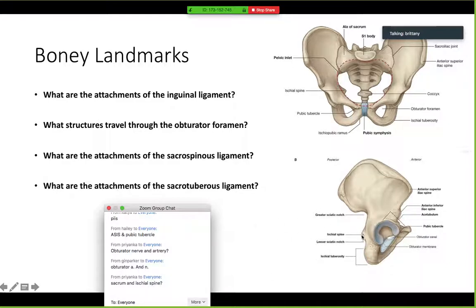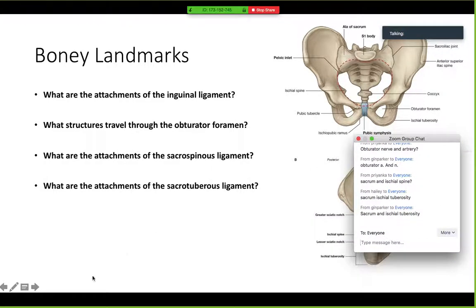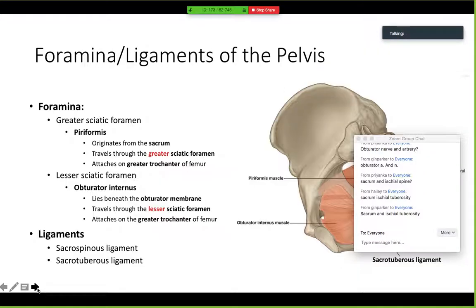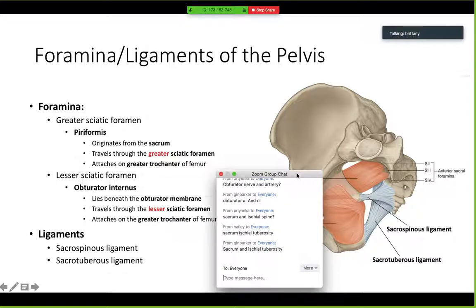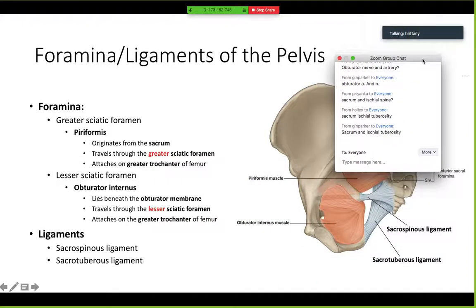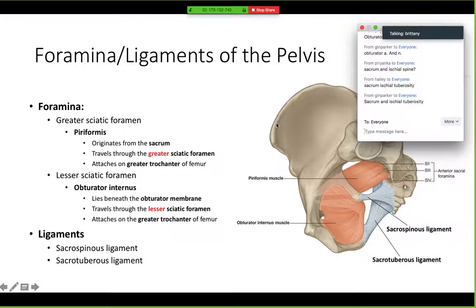So ischial spine is right here. And then what are the attachments of the sacrotuberous ligament? The sacrum and the ischial tuberosity, correct. So those ligaments, the sacrotuberous and the sacrospinous, they will definitely tag one, if not both, on your practical.